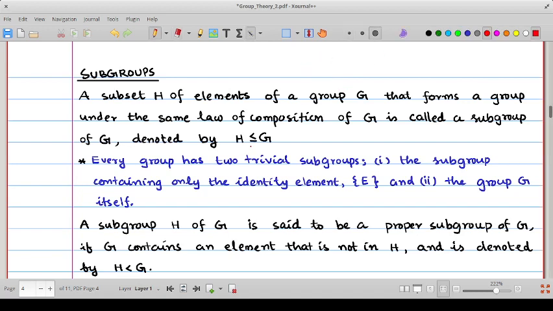And it is sometimes denoted by a symbol that is a variant of the symbol for subset, A subset B. So this is something analogous to that, but here H is a subset of G, and the elements of H under the same group multiplication law form a group itself. So H is also a group on its own.